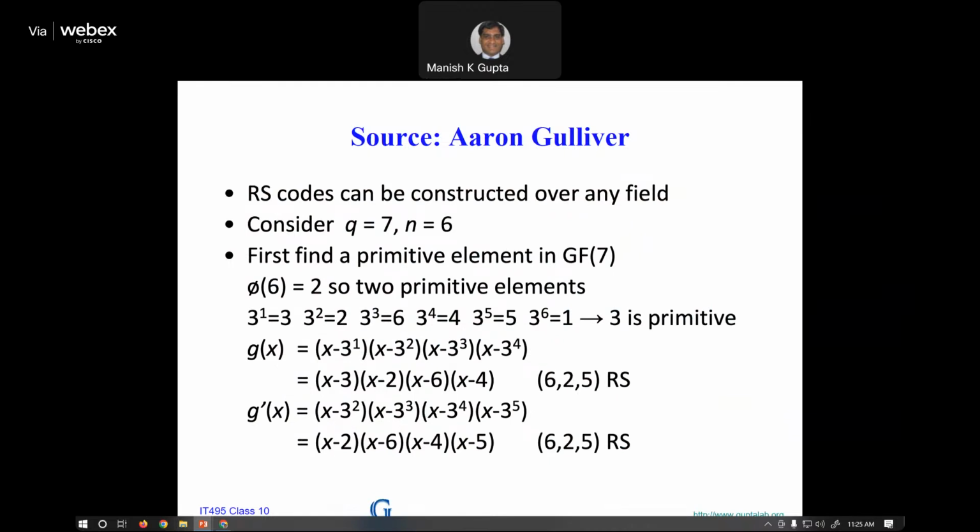So Reed-Solomon code can be constructed over any field. If q is equal to 7, n is equal to 6. First find a primitive element in GF(7). You know how to find a primitive element; last time we talked about it, right? For GF(7), there are 2 primitive elements, right? You can just compute this. From the primitive element, you can find the primitive polynomial.